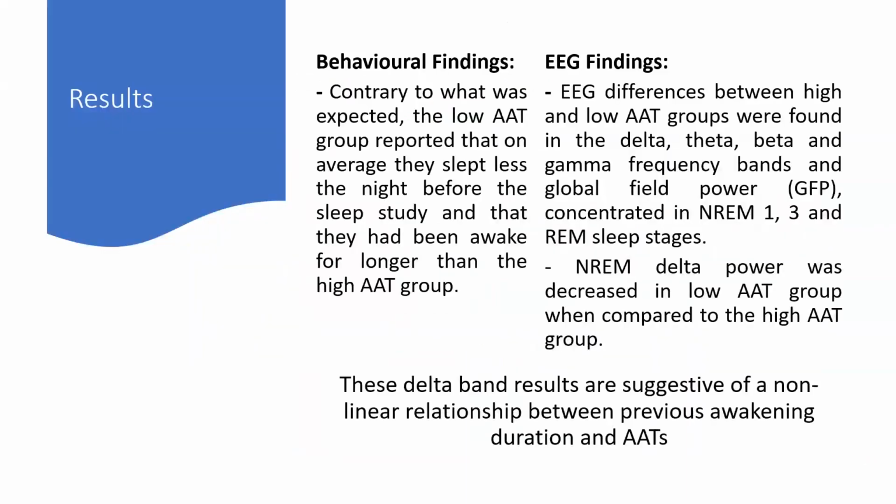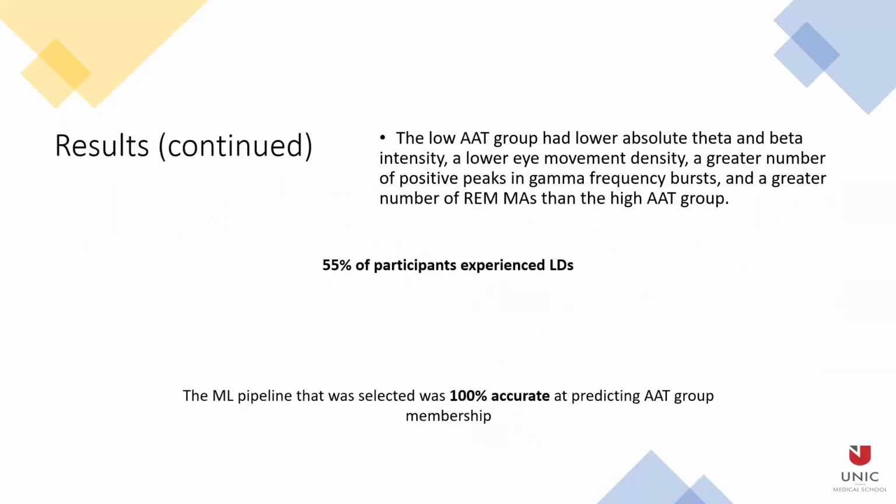So the results were that 55% of the participants had a lucid dream, and about 40 something even did a signal verification with their eyes. So they signaled to me with their eyes. We found some differences between people who had a high awakening threshold versus those who had low. And importantly, the predictive algorithm was able to predict with 100% accuracy whether participants belonged to the low awakening threshold group or the high awakening threshold group.